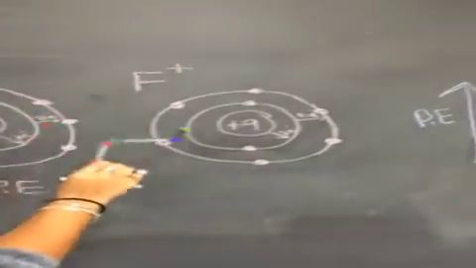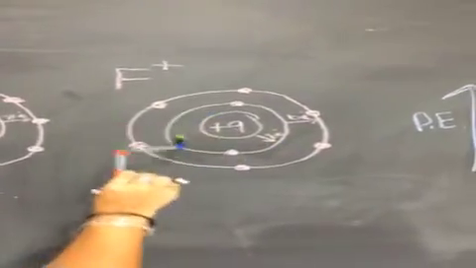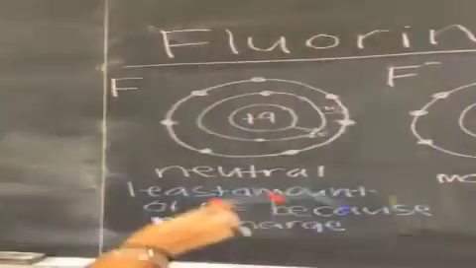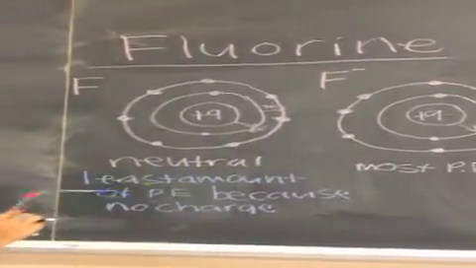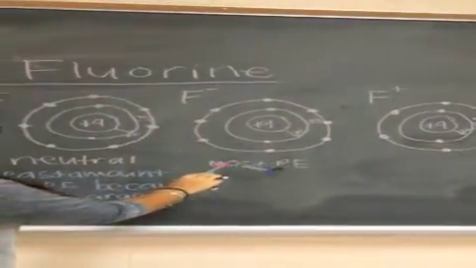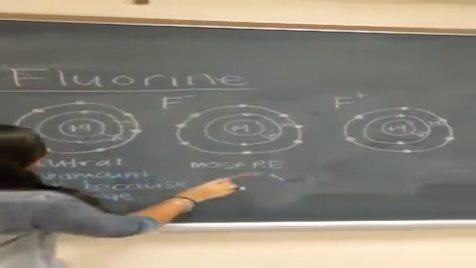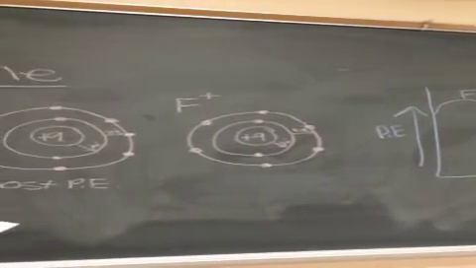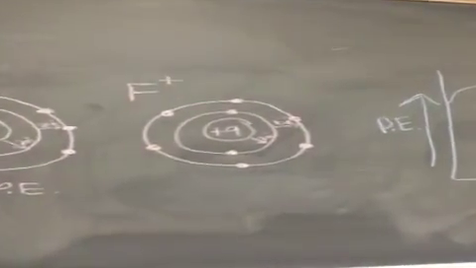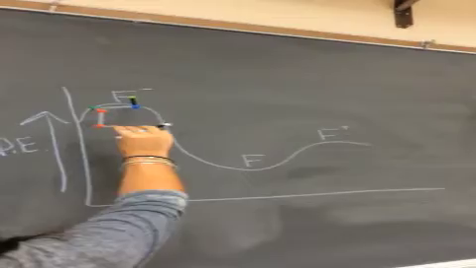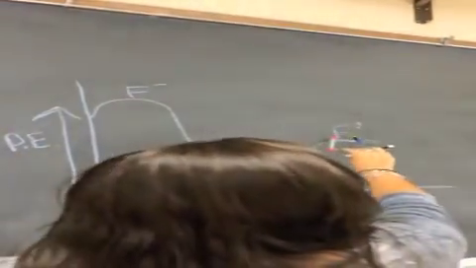In fluorine positive, there's a positive 9 charge in the middle, 2 electrons in the first shell, and 6 electrons in the outer shell. Neutral fluorine has the least amount of potential energy because there is no charge. Fluorine negative has the most potential energy because of the repulsion. Positive fluorine has more potential energy than neutral fluorine because there is a positive charge leaking out but only 6 electrons in the shell. Here is a diagram of the potential energy where fluorine negative has the most, and then positive fluorine has more potential energy than neutral fluorine.